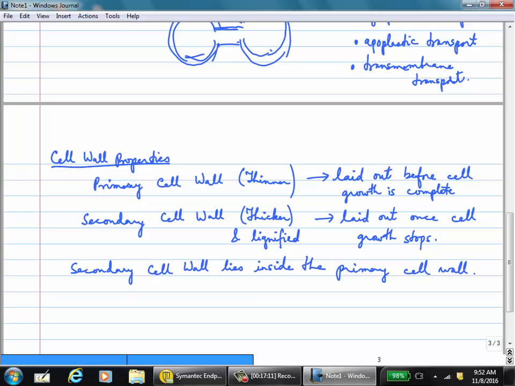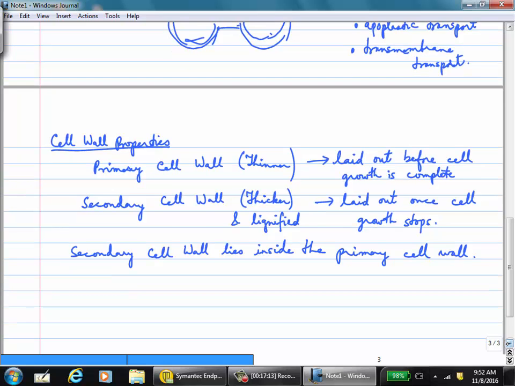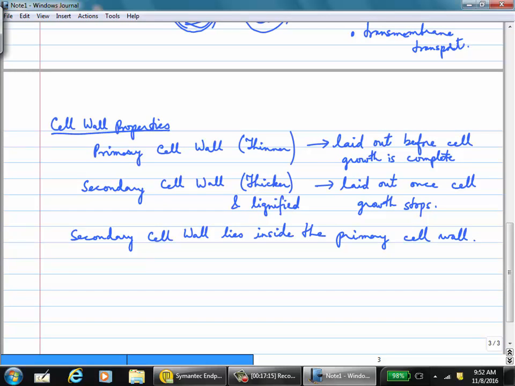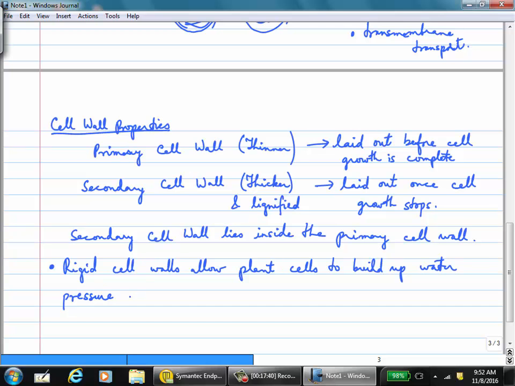The most general picture. So as I mentioned before, rigid cell walls allow plant cells to build up water pressure, which is called the turgor pressure.